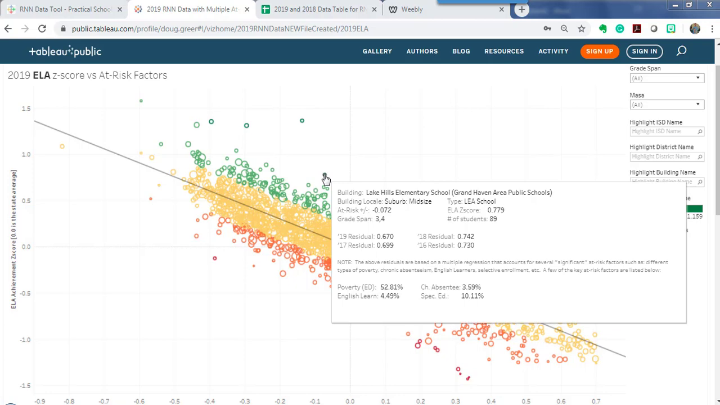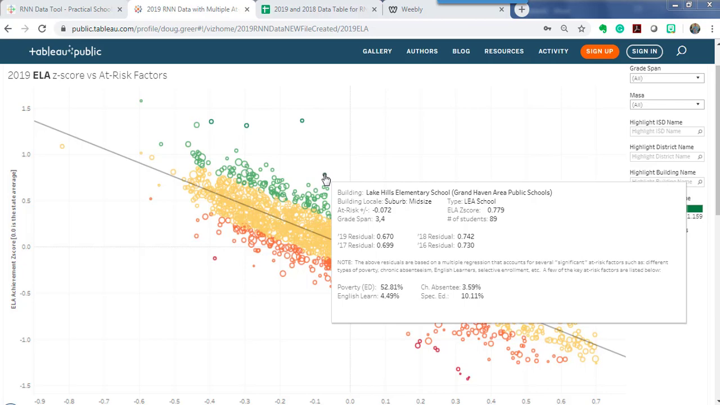You'll also see the ELA Z-score. That's an achievement score. 0.779 means that they are about 3/4 of a standard deviation above the state average. They test grades 3 and 4, and they have about 89 students within those two grades. Then you'll see the residual using the multiple factors for the past 4 years, and you'll see how they tend to be right around 0.7 each of the last 4 years.